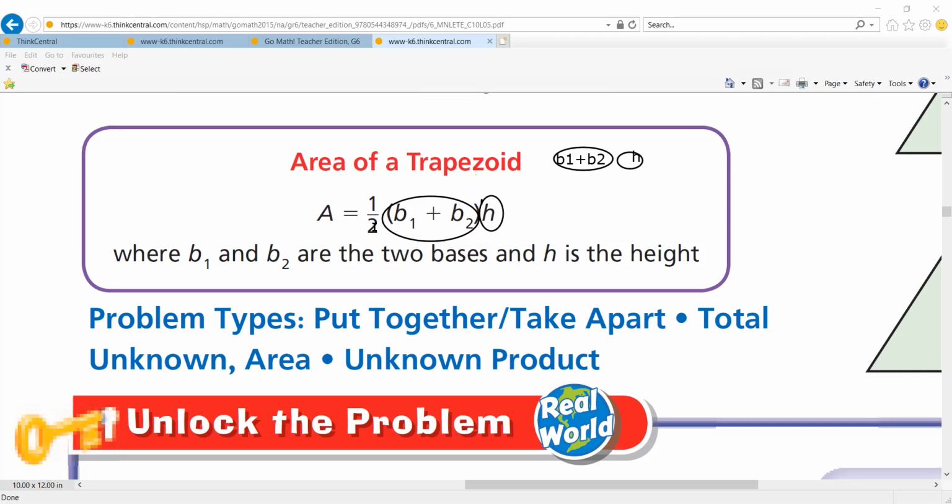This is the same thing, right? Multiply by half or divide by two, it's the same thing. Area of trapezoid is half times B1 plus B2 times H. You take B1 plus B2, you add them, you multiply with the height, and you divide by 2. This is the area of a trapezoid.